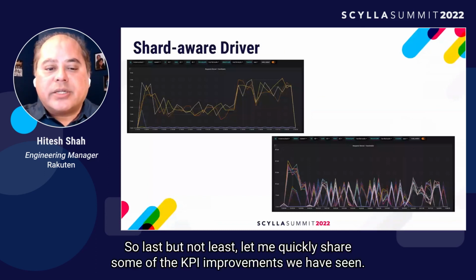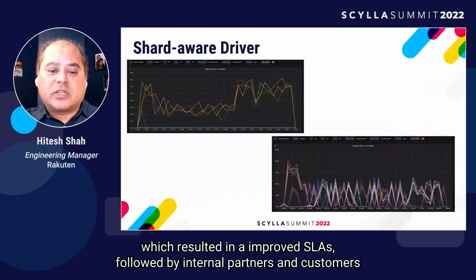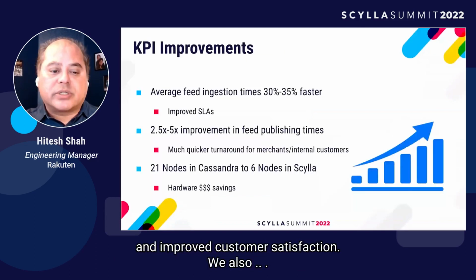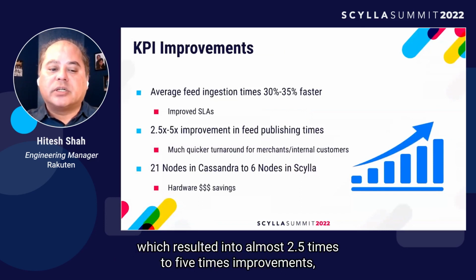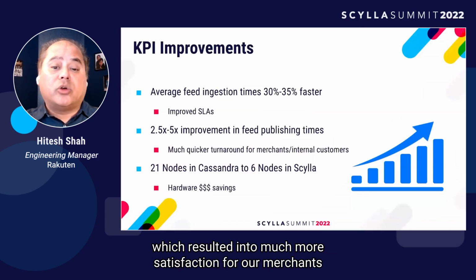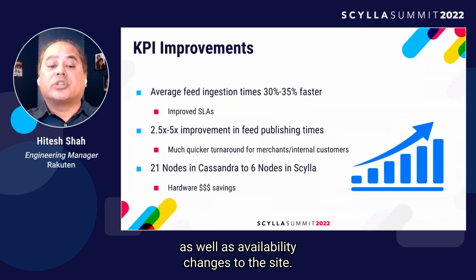Last but not least, let me quickly share some of the KPI improvements we have seen. Our average feed ingestion times improved by 30 to 35%, which resulted in improved SLAs for our internal partners and customers, and improved customer satisfaction. Once the feeds are processed, we also do outbound publishing of the feeds, which saw almost 2.5 times to 5 times improvement, resulting in much more satisfaction for our merchants, because now they can quickly turn around price changes as well as availability changes to the site.